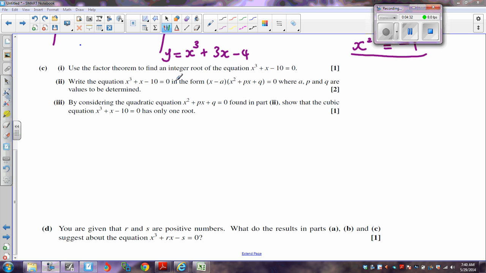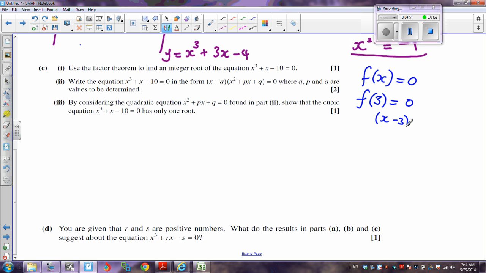Okay, let's think about what the factor theorem tells us. The factor theorem says that if you have an equation of the form f of x equals 0, if you can find f of some number, let's say f of 3, and you find that f of 3 is equal to 0, then it means that x minus 3 is a factor of f of x, which means that the root, or a solution, is going to be x equals 3.